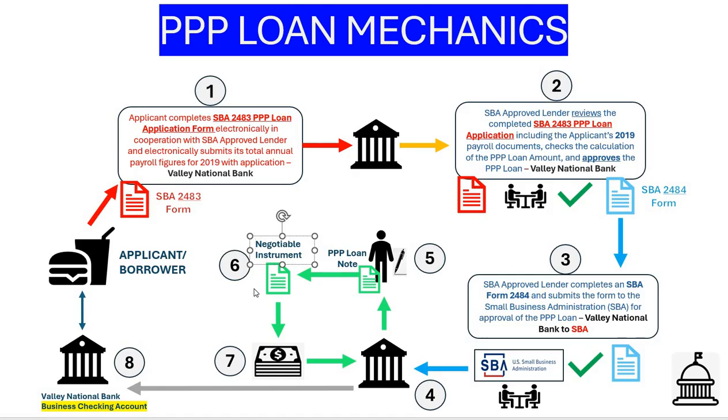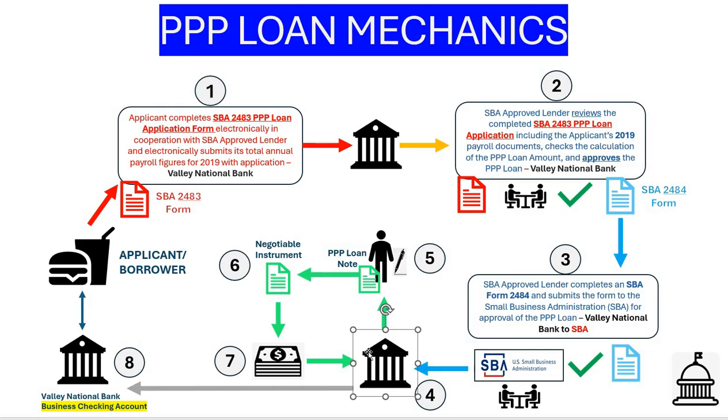A negotiable instrument is legally defined as a form of money. Black's Law Dictionary, if you look up the negotiable instrument, a negotiable instrument is a form of money. That signed note, that negotiable instrument, is now money. The bank receives that signed note electronically from the borrower.